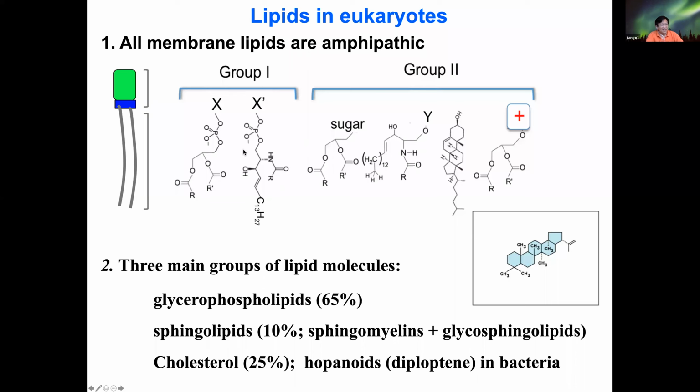Actually, if you look at the native lipids, there are 2 groups. Group 1 is what we call the phospholipids. Group 2 are what we call the non-phospholipids. The very famous example is cholesterol. In some of the bacteria, there are cholesterol analogs. And around 40 to 50% of the lipid molecules are non-phospholipids in human cells. In some cells, this can be even higher, for example, red blood cells.